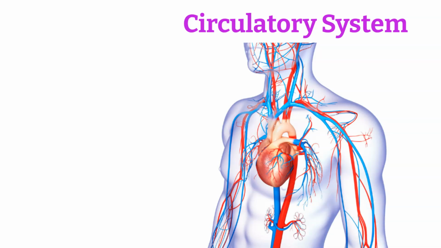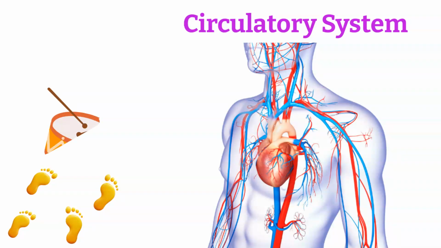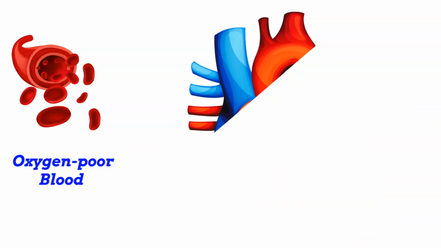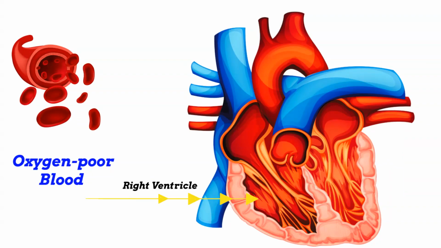Now that we appreciate the vastness and intricacy of our circulatory system, let's review, step by step, beat by beat, how it functions. Oxygen-poor blood first enters the right atrium of the heart from the body. Next, the blood flows from the right atrium to the right ventricle. The right ventricle then pumps the blood to the lungs via the pulmonary artery.